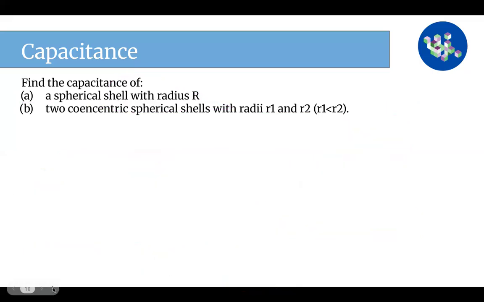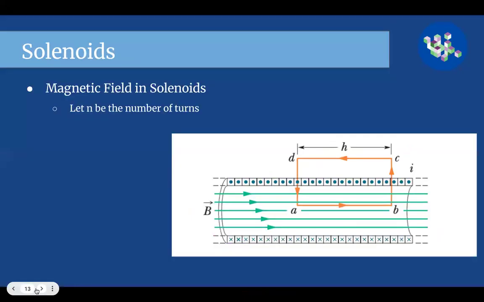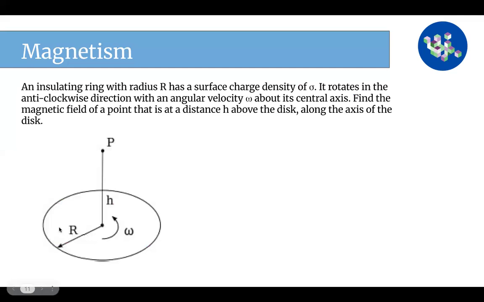We can probably do one or two more questions. Let's do a magnetism question. An insulating ring with radius big R has surface charge density of sigma. It rotates in the anti-clockwise direction with an angular velocity omega about its central axis. Find the magnetic field at a point that is at a distance h above the disk along the axis of the disk.